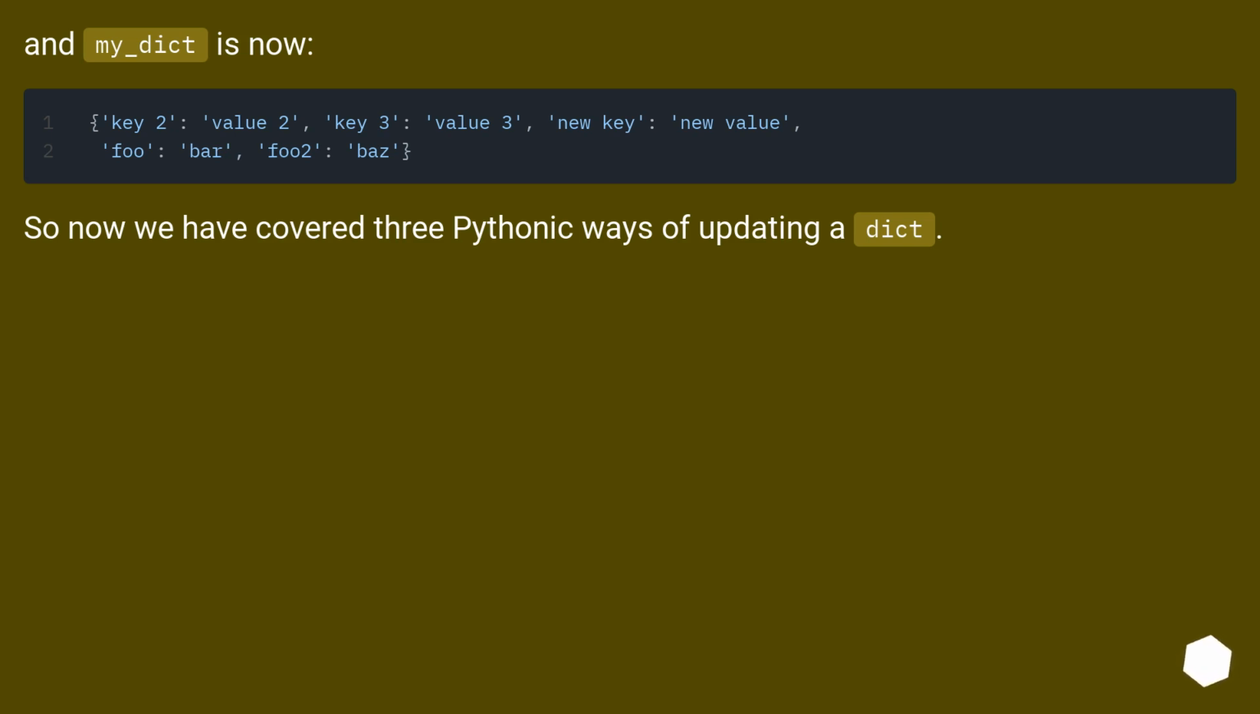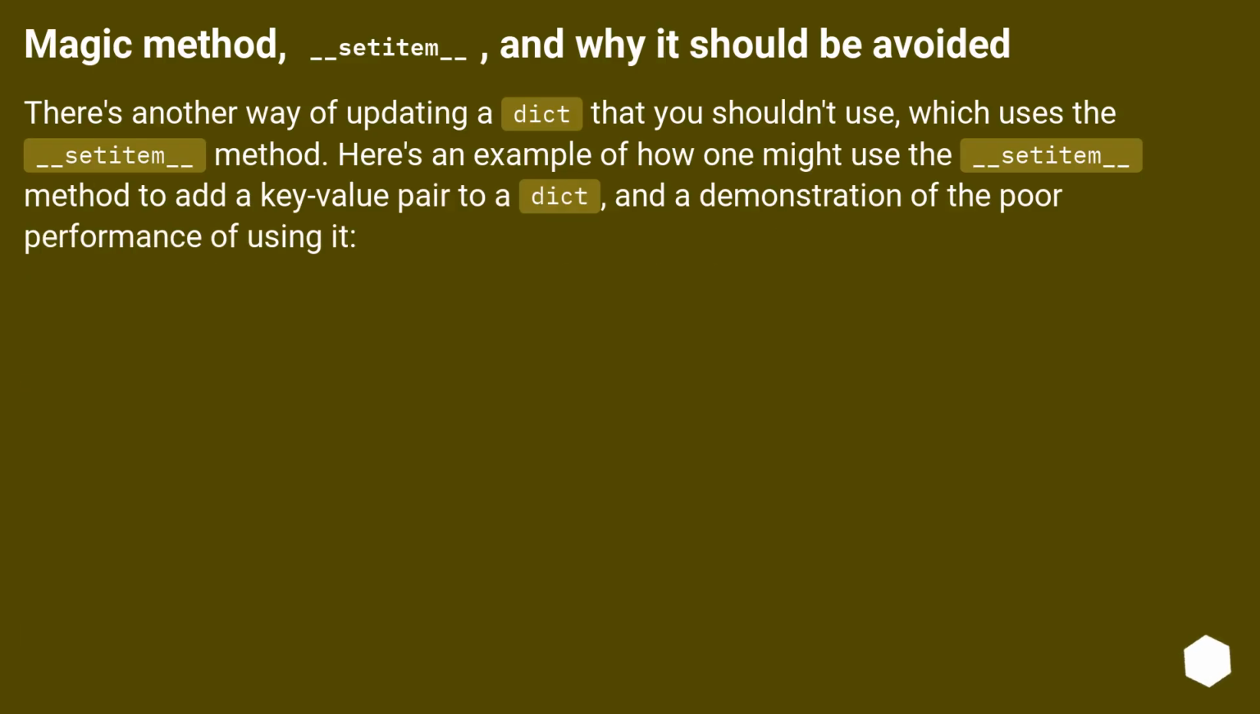Magic method, __setitem__, and why it should be avoided. There's another way of updating a dict that you shouldn't use, which uses the __setitem__ method. Here's an example of how one might use the __setitem__ method to add a key value pair to a dict, and a demonstration of the poor performance of using it.